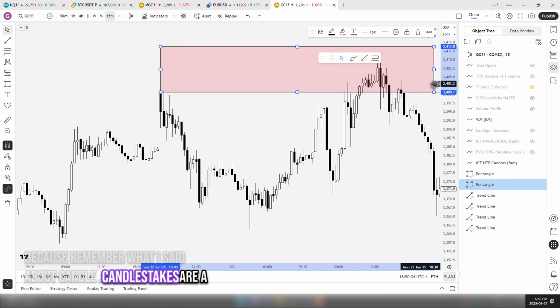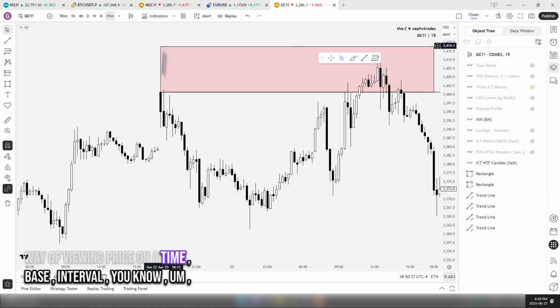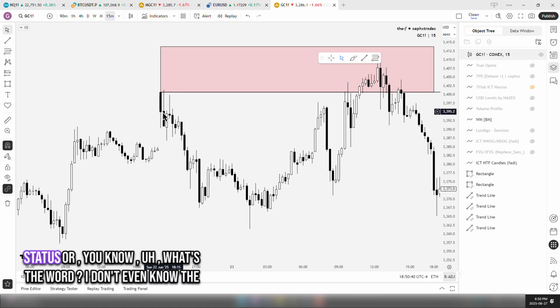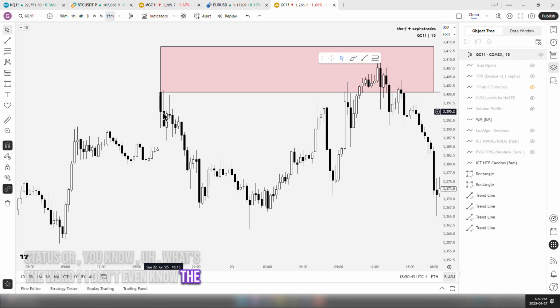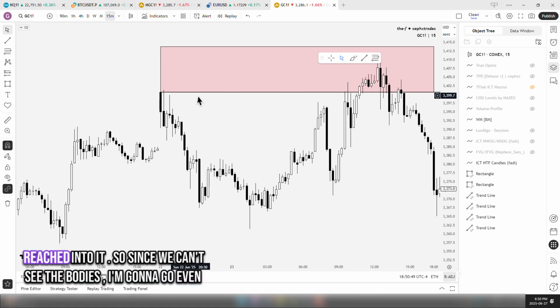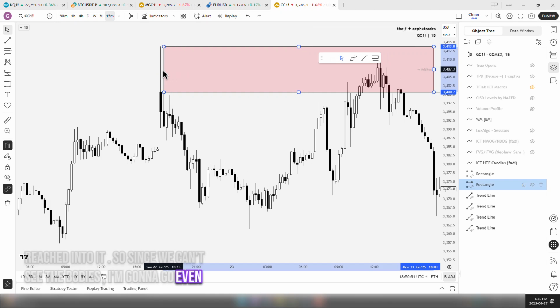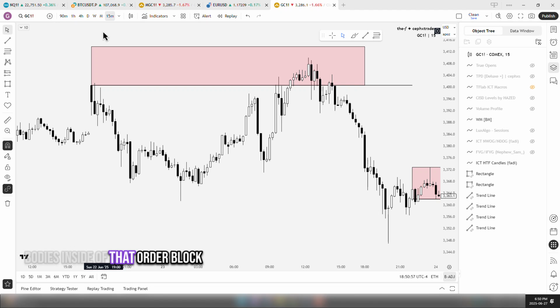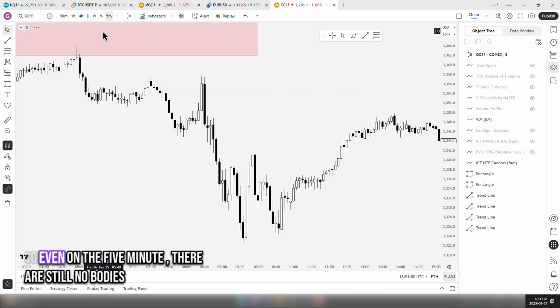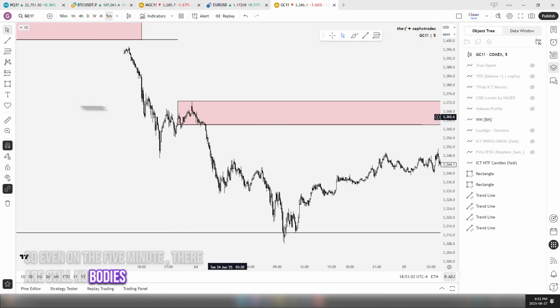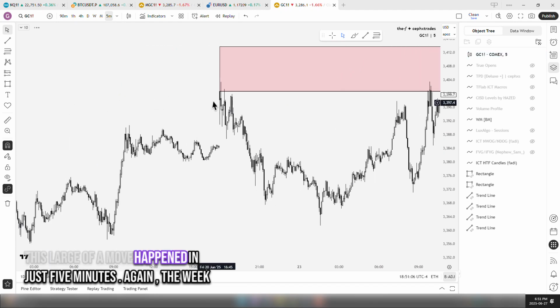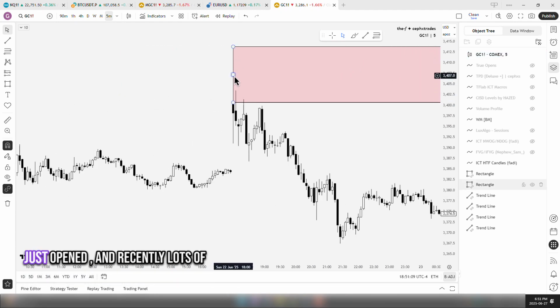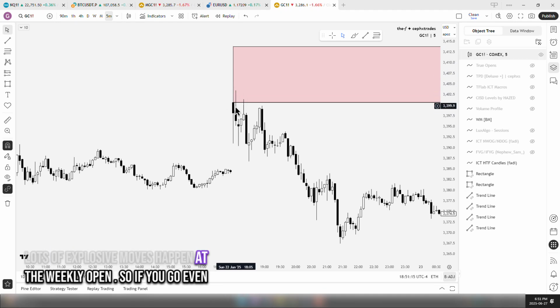If something that big of a swing happened in just 15 minutes, because remember what I said about candlesticks being a way of viewing price in a time-based interval. Anyway, this is a very large wick, and you can see price reached into it. So since we can't see the bodies, I'm going to go even lower to the 5-minute, one step lower, to see if we can find any bodies inside of that order block. So even on the 5-minute, there are still no bodies. This large of a move happened in just 5 minutes. Again, the week just opened, and usually lots of explosive moves happen at the weekly open.